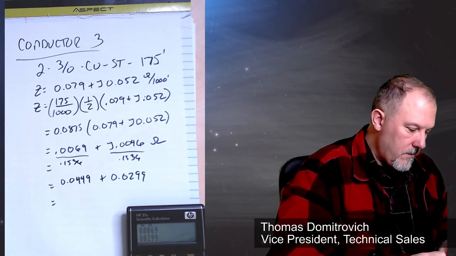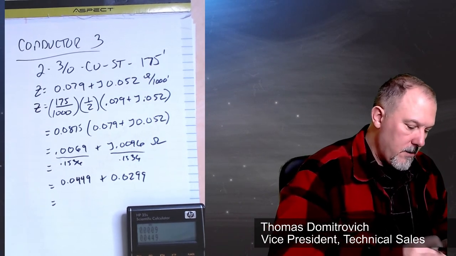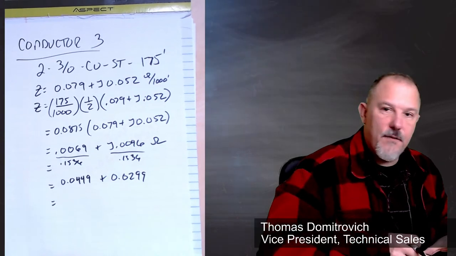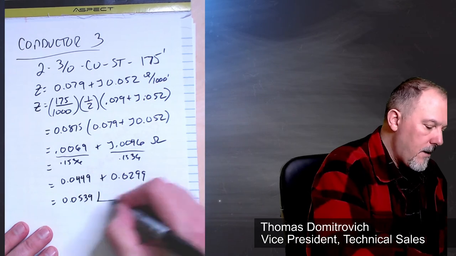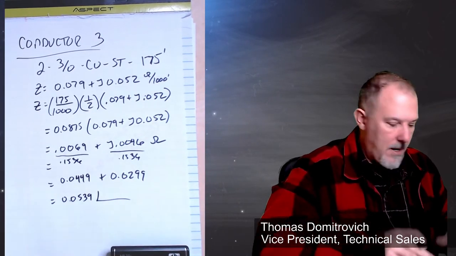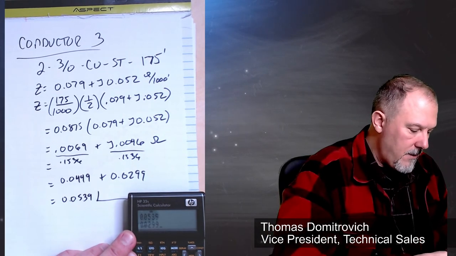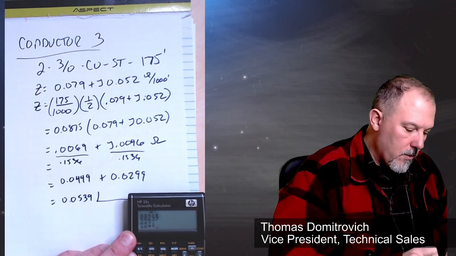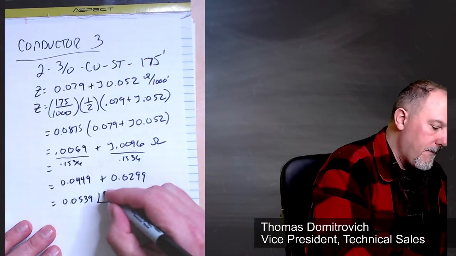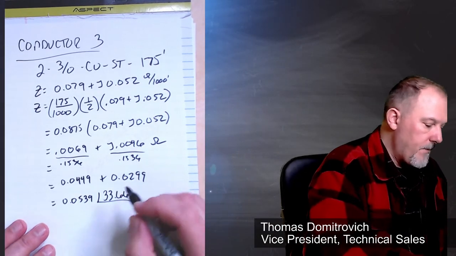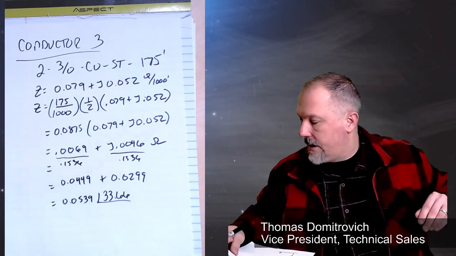0.0299 squared plus 0.0449 squared, square root, gives 0.0539. Now that's the hypotenuse of that triangle. Now I have to do an inverse tangent calculation. 0.0299 divided by 0.0449, inverse tangent, 33.66.